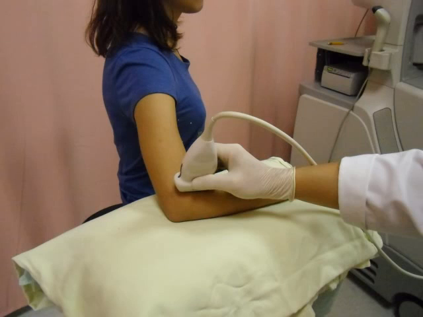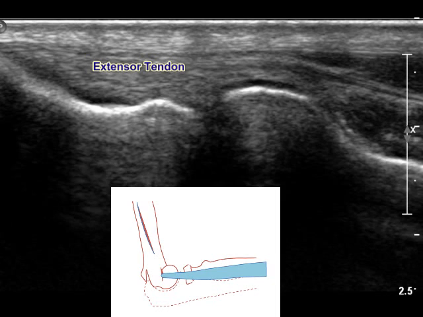On ultrasound examination, the patient is sitting on a chair with his or her elbow flexed around 90 degrees, placed on a higher table with a soft pillow under the elbow. The longitudinal scan is performed by putting the transducer on the lateral epicondyle, with the linear array parallel to the radius. The normal common extensor tendon appears as an echogenic beak-shaped structure.